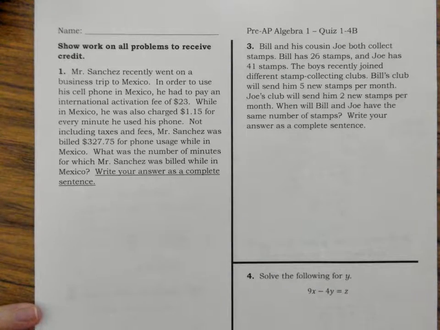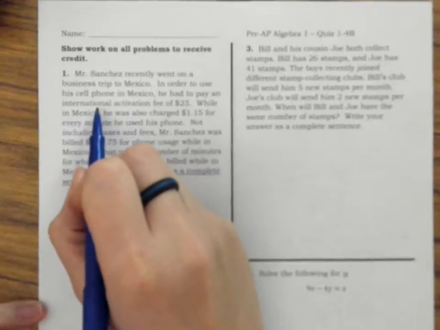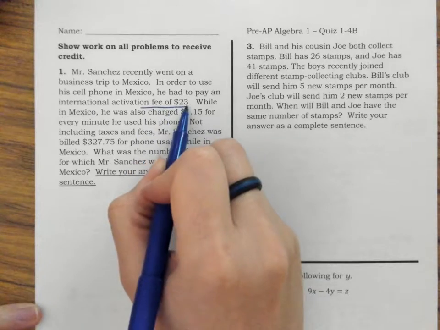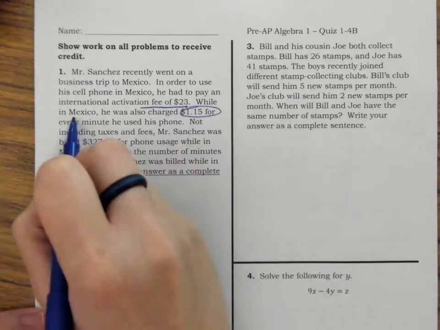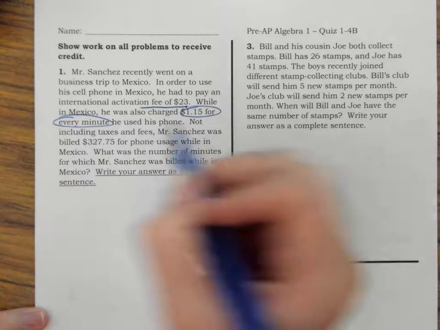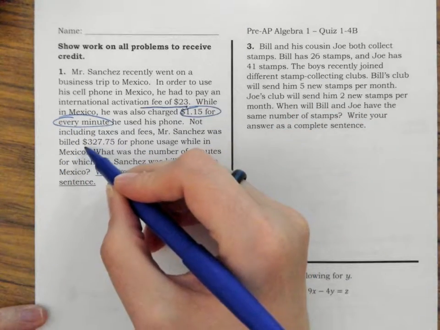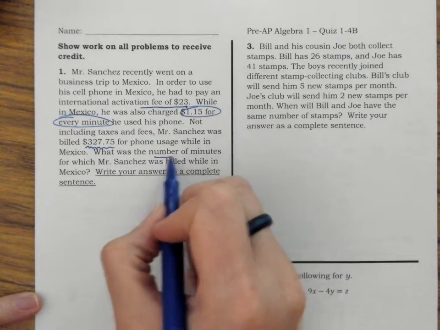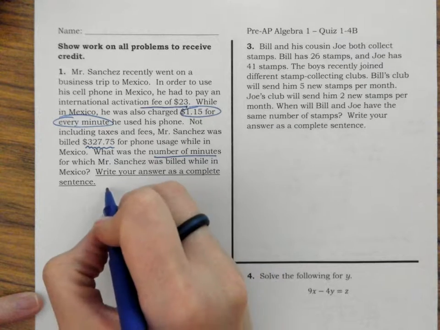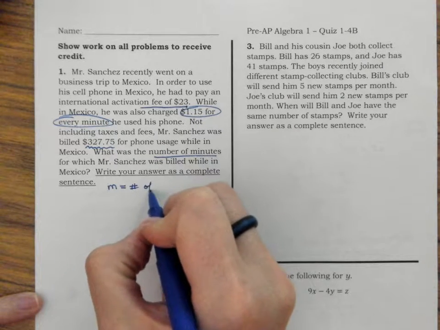So, in this one, Mr. Sanchez recently went on a business trip to Mexico. He had to use his cell phone, and he had to pay an international activation fee of $23. While in Mexico, he was also charged $1.15 for every minute. That's your multiply word. He was billed $327.75. What was the number of minutes for which he was billed? So I'm going to say M or X equals number of minutes.